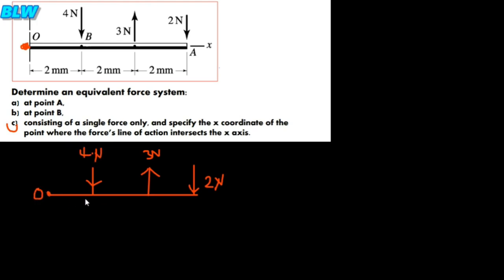Okay, so now the question says that we should find an equivalent force system consisting of a single force only. So the single force only here means that we should determine the resultant force. You should determine an equivalent force system made up of a resultant force, and that resultant force will be the same as the sum of all these forces here. So instead of using this complex system, we've been asked to find an equivalent force system. So this is point O here.